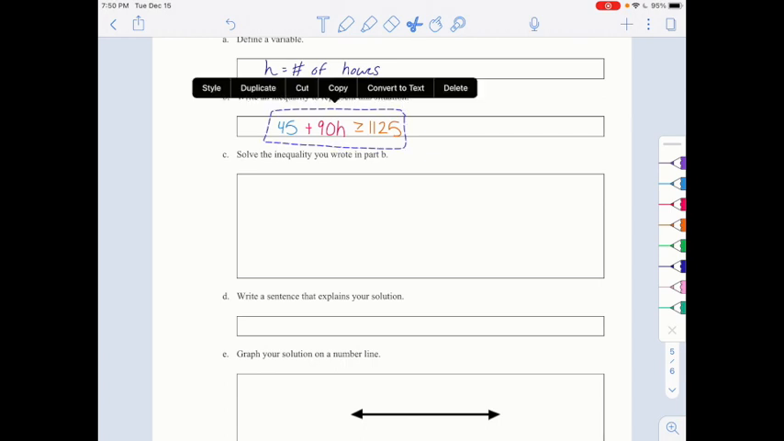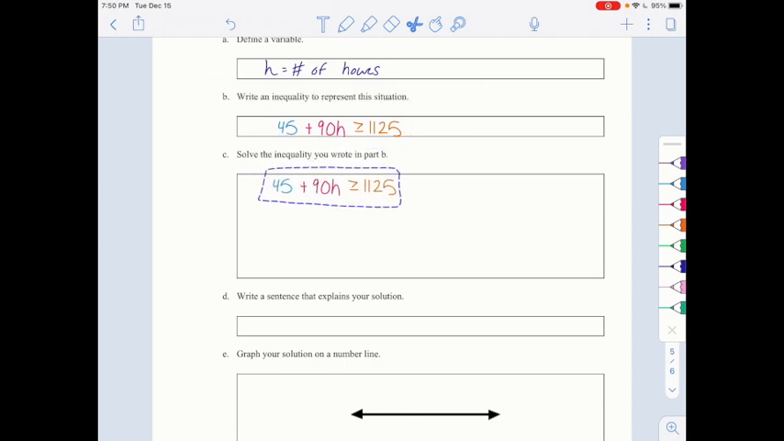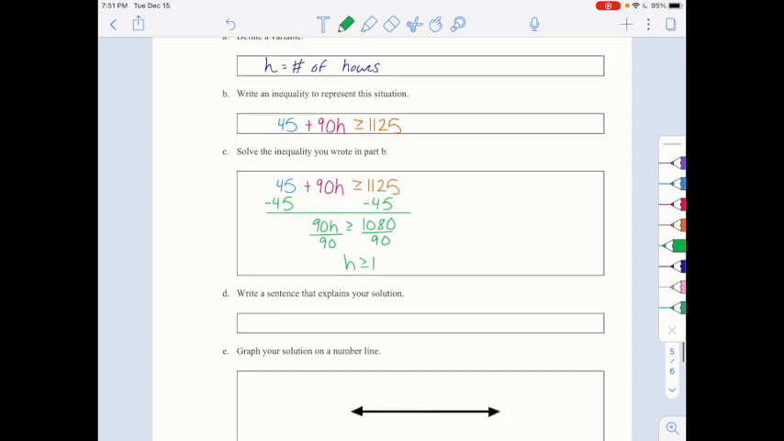I'm going to copy and paste this because it wants me to solve. So subtract 45 from both sides. 90H greater than or equal to, subtract that out, 1125 minus 45, 1080, divide by 90, H is greater than or equal to 12.